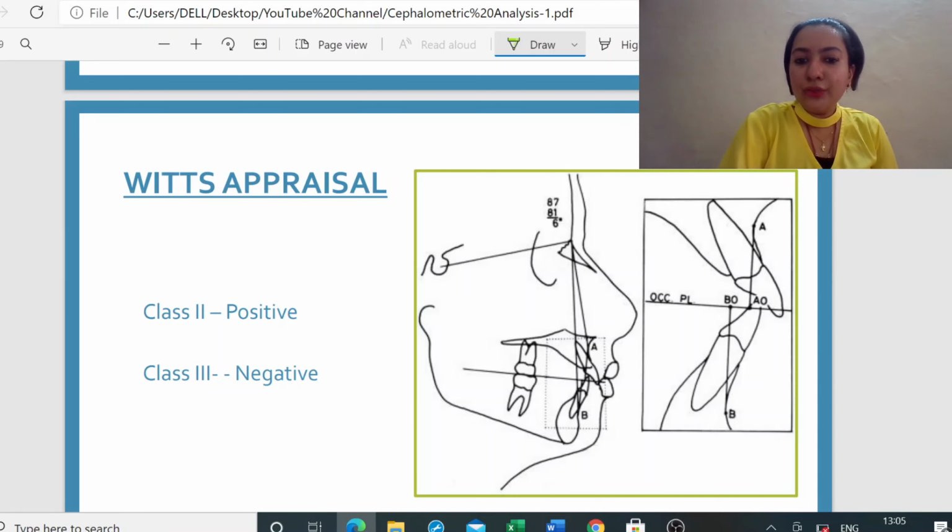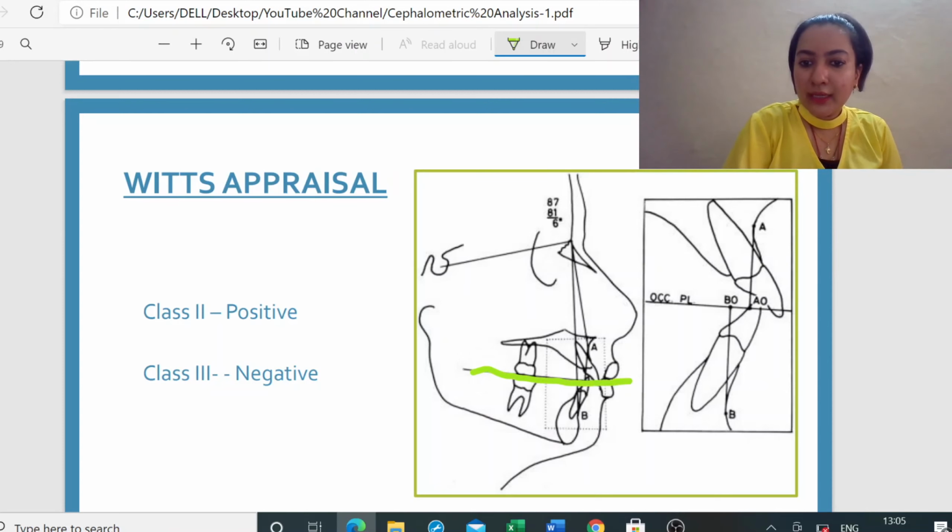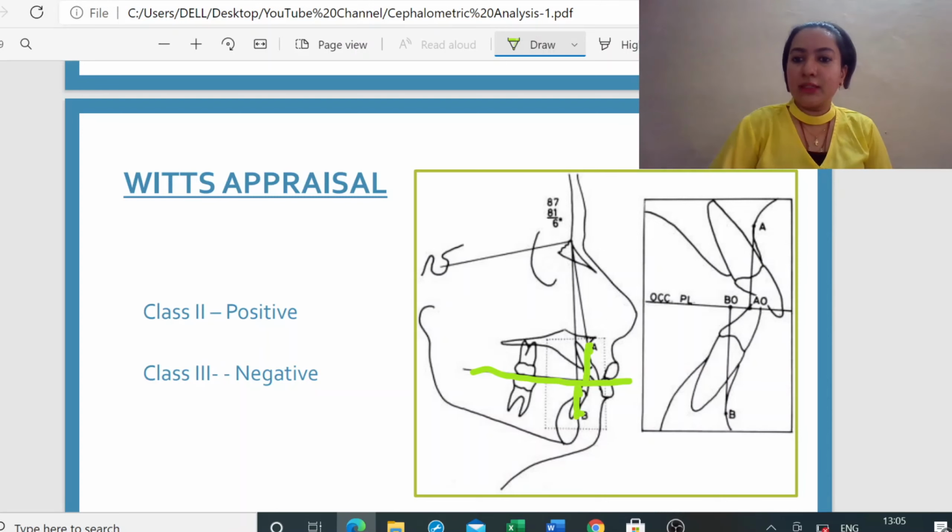You draw an occlusal plane. So this is the occlusal plane which you have drawn. Take point A and draw a perpendicular from point A to the occlusal plane. Similarly, draw a perpendicular from point B to the occlusal plane. Okay, this is the bigger figure of this one. What I have shown is the enlarged photograph.